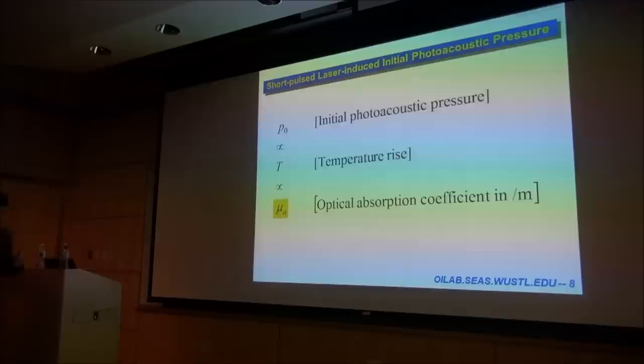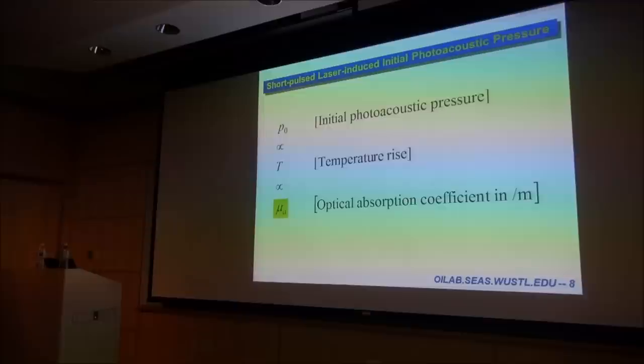Here is a very simple summary of what's going on. We detect pressure, but that pressure rise is proportional to the temperature rise induced by light absorption. And that temperature rise is proportional to the optical absorption coefficient. So that means by detecting a mechanical parameter, we're actually getting information about the optical absorption coefficient. So we're probing optical contrast by detecting ultrasound pressure. Right? So that's the bottom line.